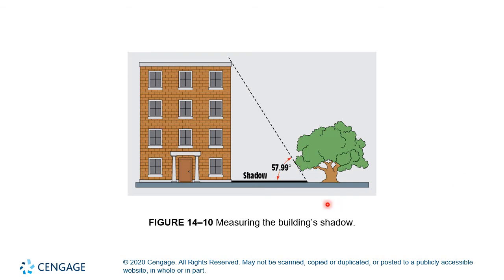Right? Once we then have the angle of the sun, we could measure the length of the shadow, and then again we could use that tangent function to determine, in this case, the opposite side based on the adjacent length and this side and this angle.